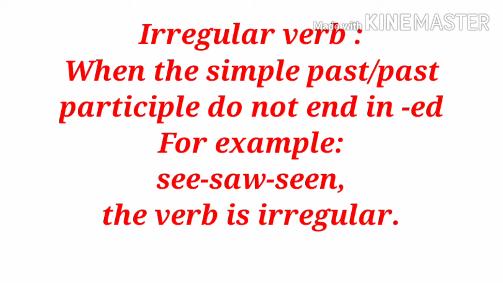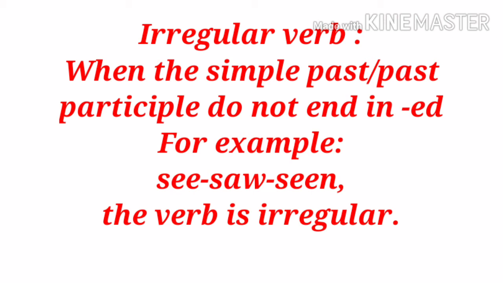Let's understand the second form of the verb, irregular verbs. What is meant by irregular verbs? When the simple past or past participle forms of the verbs do not end in -ed, such kinds of verbs are called irregular verbs. For example, see, saw, seen. In this example, the infinitive form of the verb is see, the simple past tense is saw, and the past participle form of the verb is seen.